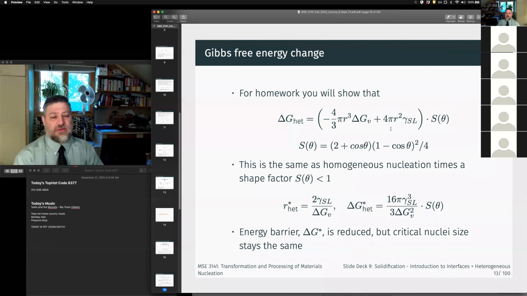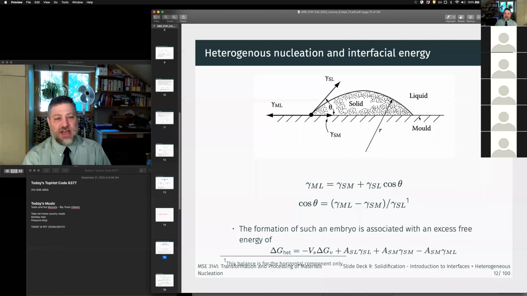And for homework, it's pretty easy to show that what you get is equal to the same as what we got from homogeneous nucleation theory times a shape factor. And this shape factor, if this is going to nucleate heterogeneously, it has to mean that this interfacial energy has to be less than this. Otherwise, we just nucleate homogeneously. So our solid mold interfacial energy is less than our solid liquid.